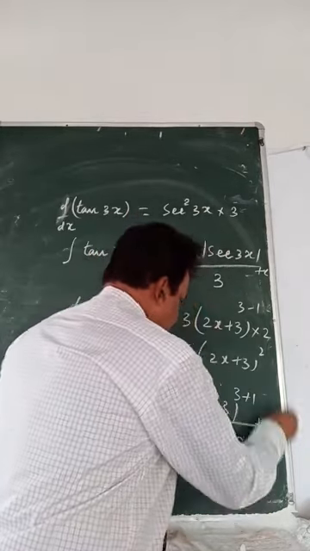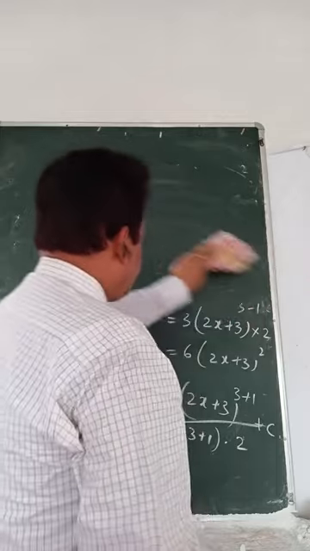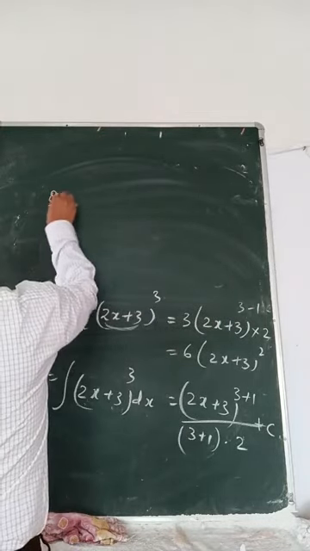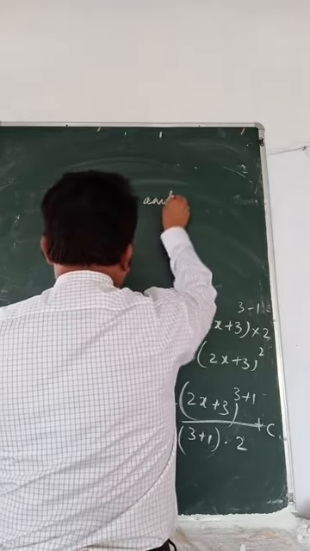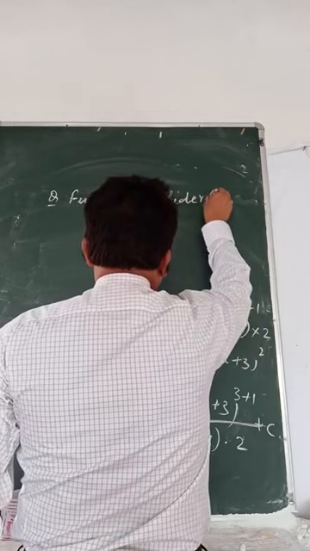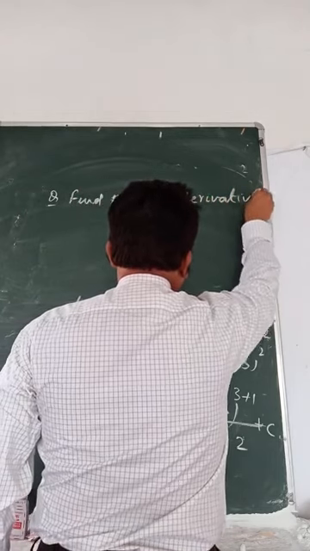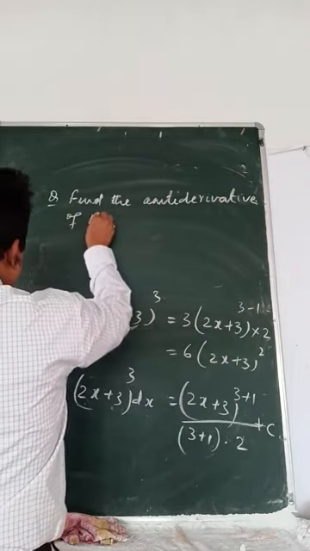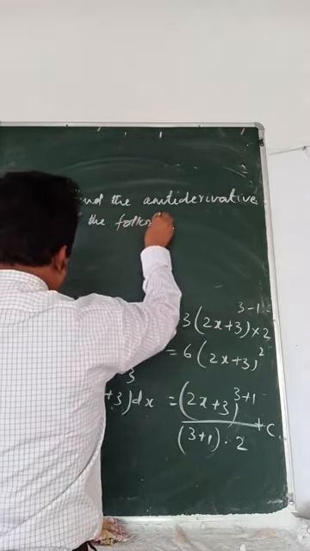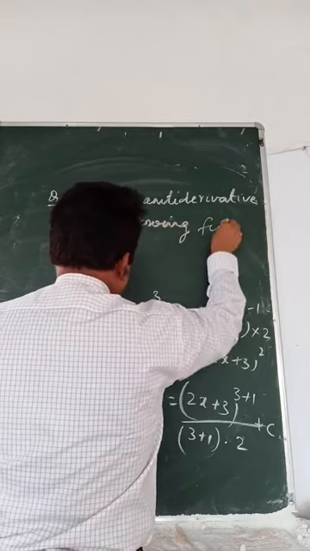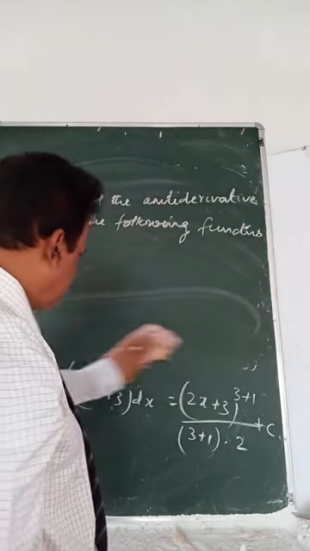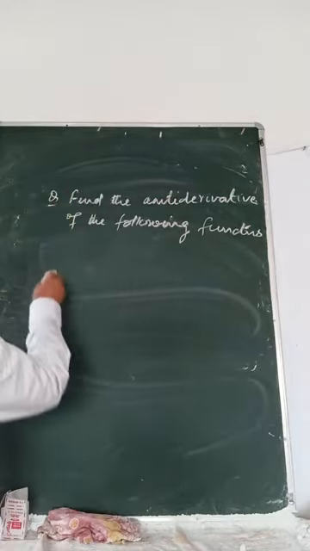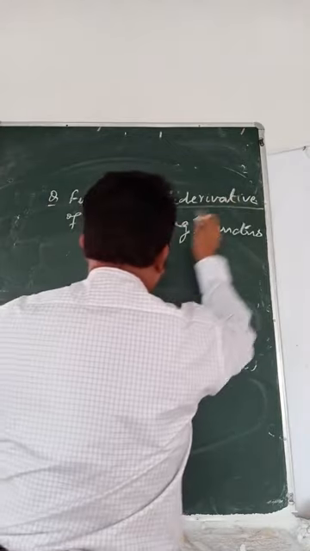So you start with some questions now. We'll go to some questions in the exercise. Let's find out. Question is, find the antiderivative of the following functions. So antiderivative means you have to integrate.